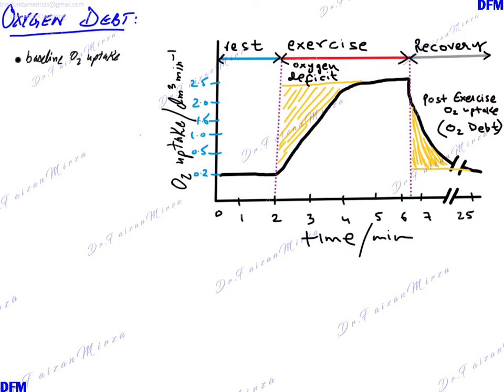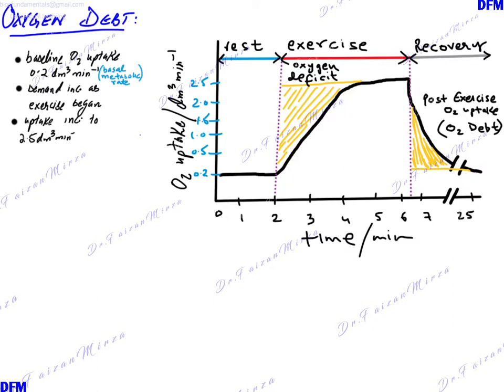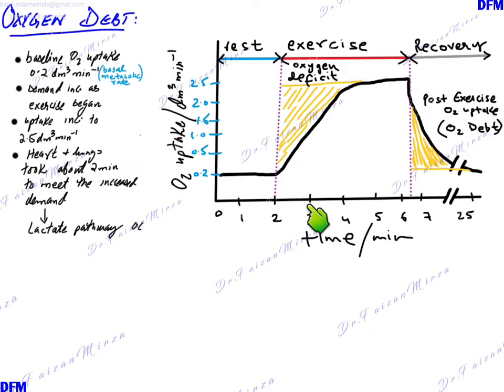The baseline oxygen uptake in this case was about 0.2 dm³ per minute. The demand increased as exercise began. This was the basal metabolic rate because the muscle was at rest initially. Uptake of oxygen increased to 2.5 dm³ per minute. This value got increased from here. But this did not occur right away. It took about 2 minutes for the oxygen level to rise up to this value.